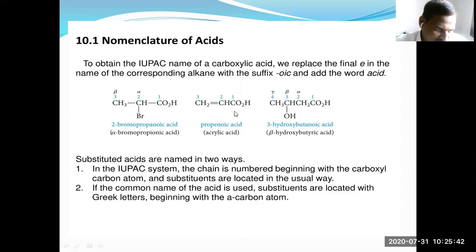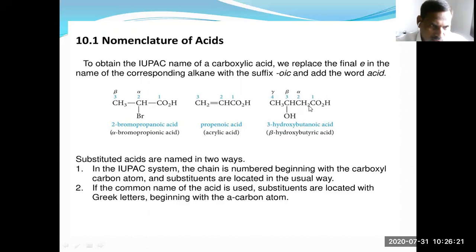Take another example. This has first carbon, second carbon, third carbon, with a double bond between the second and third carbons. The IUPAC name of this compound is propenoic acid, and the common name is acrylic acid. Another one: first, second, third, fourth carbon, where the third carbon is attached to a hydroxy group. So 3-hydroxybutanoic acid.